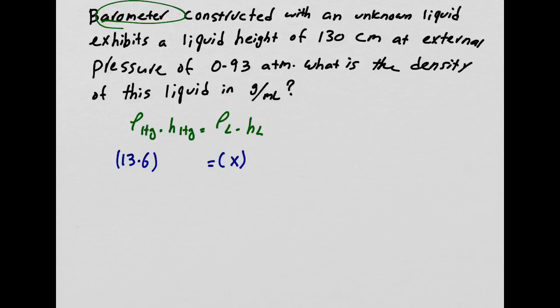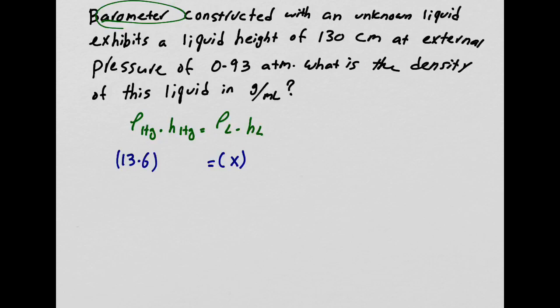So I just saw the word barometer. I wrote this down. And I knew I need the density of mercury, which is given, and I need the density of the liquid. So you can even, before reading the problem, figure out most of it. Now, but read the problem, okay? So we got this. Now, what else do we have?